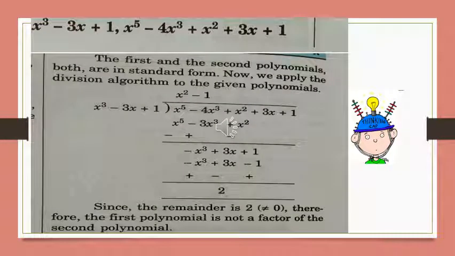See here in the second question, again we will divide the first polynomial by the second polynomial. Are they already in standard form? Just check. Yes, they are already in standard form. So write them as they are and start dividing. You will get the remainder 2, not 0. Now the remainder is 2, not equal to 0, and therefore we can say that the first polynomial is not a factor of the second polynomial, because the remainder is not 0.